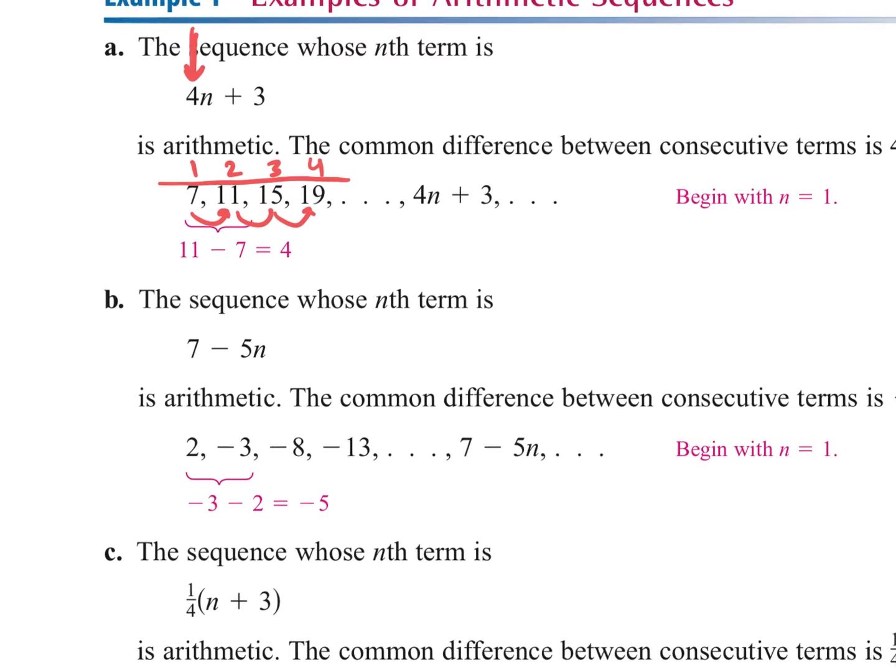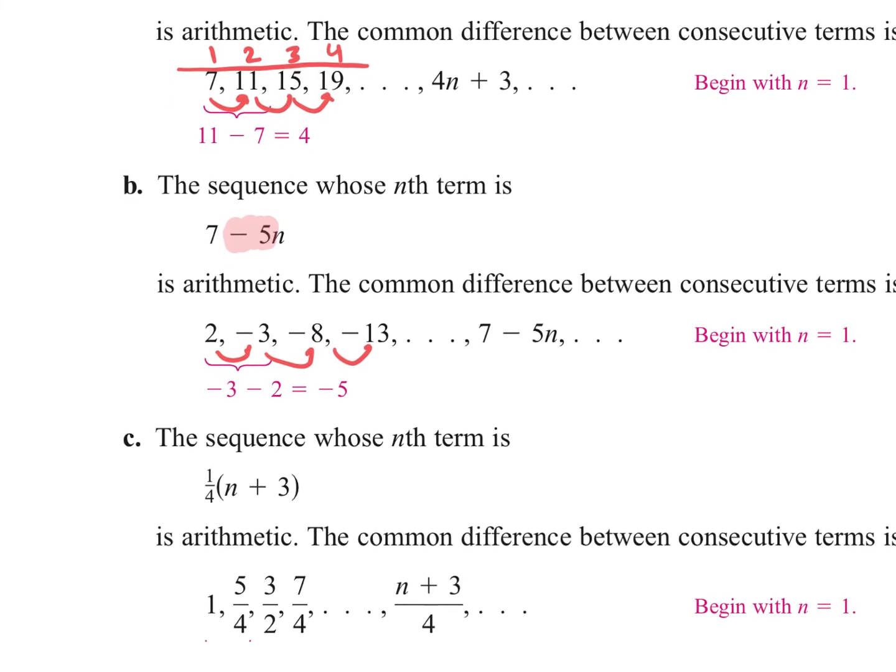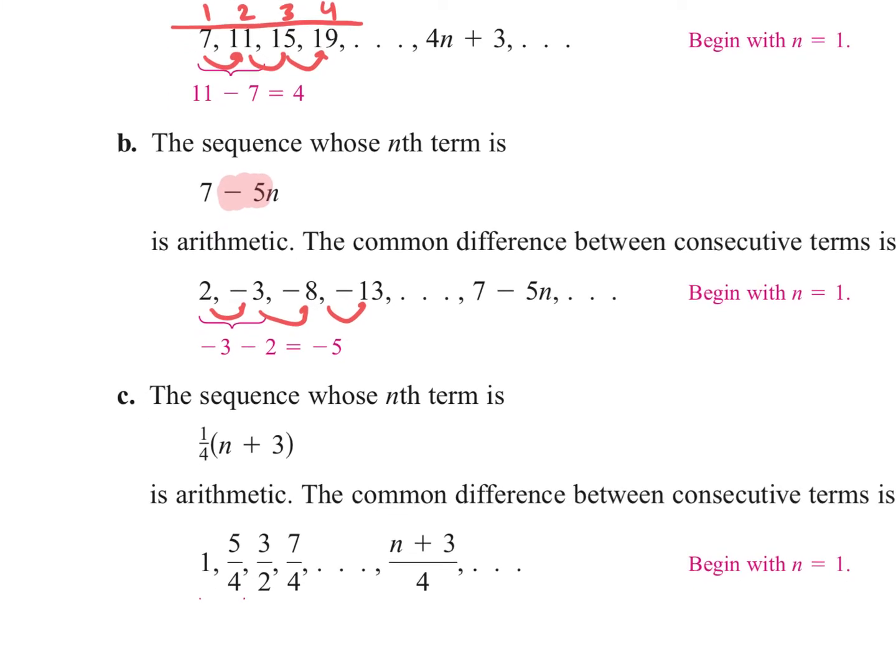In B, what would be my common difference here? -5. That means I'm subtracting 5 to get from one number to the next. And in C, what do you think my common difference is? 1/4, because 1/4 is being multiplied to n. So I'm adding 1/4 each time.